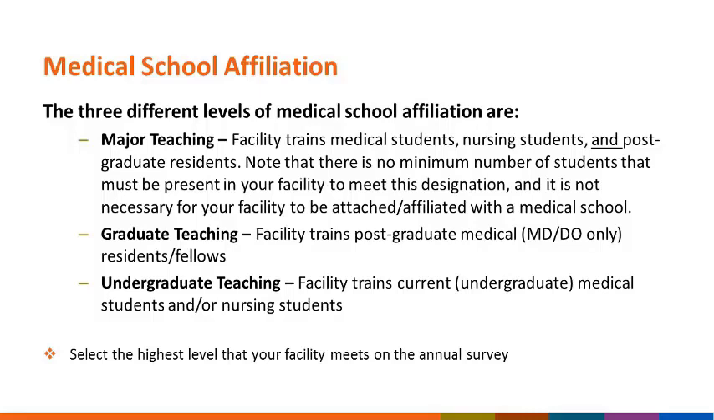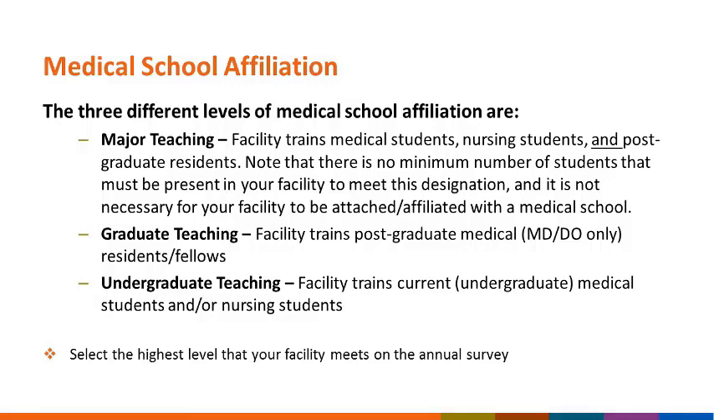There are three different levels of medical school affiliation. These are major teaching, graduate teaching, and undergraduate teaching. Major teaching facilities are facilities that train medical students, nursing students, and postgraduate residents. Note that there is no minimum number of students that must be present in your facility to meet this designation. It is not necessary for your facility to be attached or affiliated with a medical school.